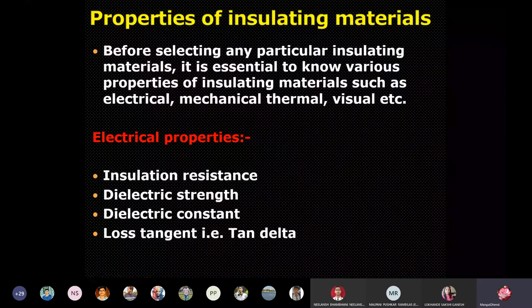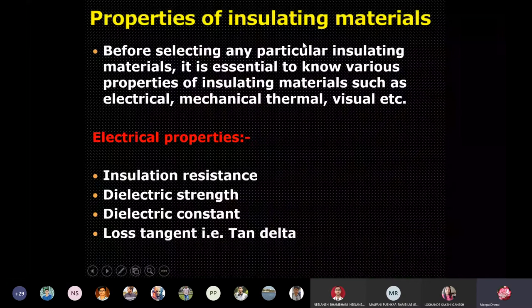We will focus mostly on electrical properties. If you are talking about insulating material, insulation resistance is the most important thing. You know what is meant by resistance: insulating material will not allow current to flow. They insulate electricity, so they oppose it, and resistance should be very high. So insulation resistance is the most important property, and for insulating material it has to be very high.